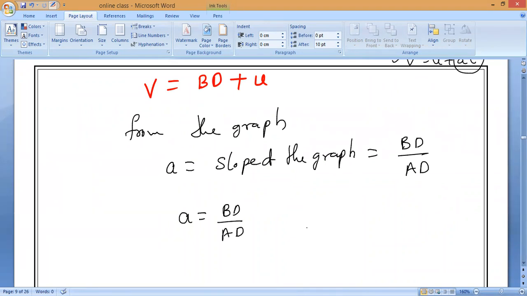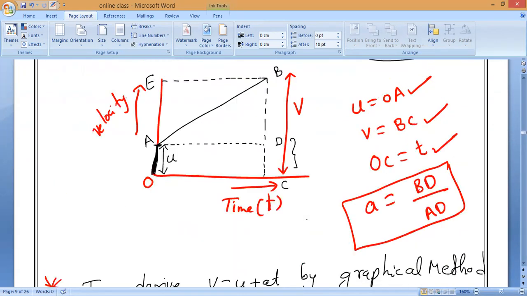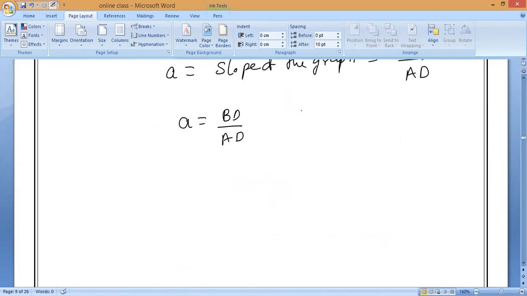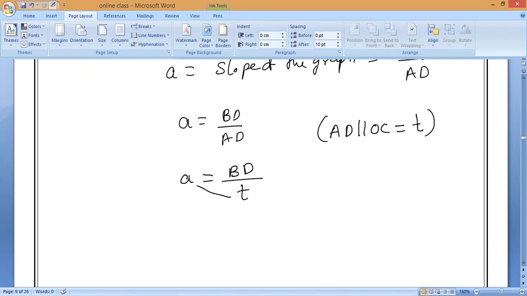Now, look into the graph and tell me, AD is parallel to whom? OC. AD is parallel to OC. So instead of AD, what can I write? OC. OC is equal to what? Time. So I can write A is equal to BD divided by the time period. Now time is in the division, it will come to this side. What will it become?